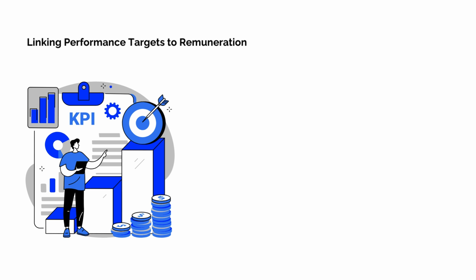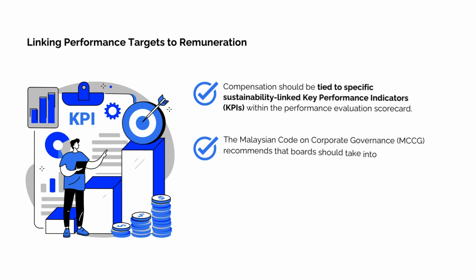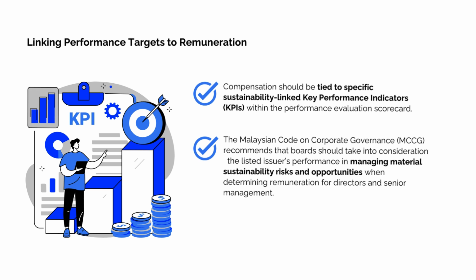To increase accountability and encourage better sustainability practices, Bursa Malaysia recommends linking the remuneration of boards and senior management to sustainability performance. Compensation should be tied to specific sustainability-linked key performance indicators, KPIs, within the Performance Evaluation Scorecard. Additionally, the Malaysian Code on Corporate Governance, MCCG, recommends that boards should take into consideration the listed issuer's performance in managing material sustainability risks and opportunities when determining remuneration for directors and senior management. Doing so indicates that sustainability is fully integrated into the listed issuer's decision-making processes.